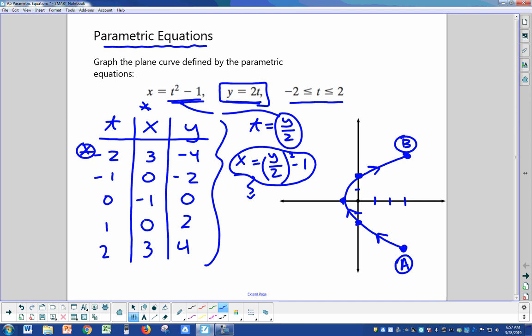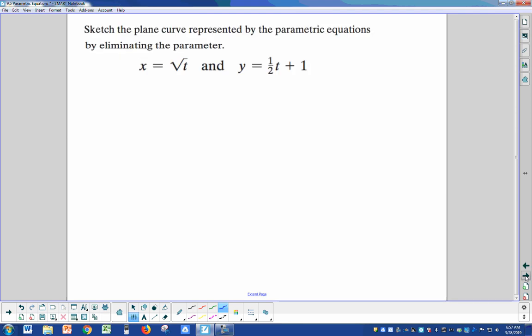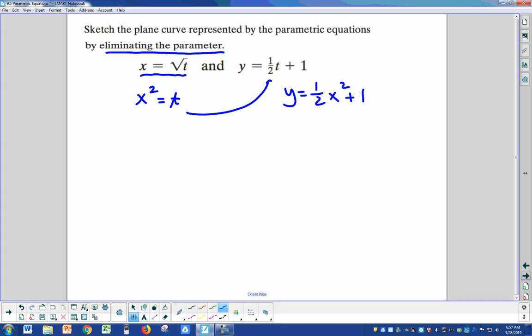Let's move on to the second of the 3 examples that we have here. In this case, we're going to eliminate the parameter. By eliminating the parameter, we're essentially saying, let's get rid of the t value and see what happens from there. The first one would be the easiest. I could square both sides and get x squared is equal to t. Then I would substitute that into the other equation, and I would get y is equal to 1/2 x squared plus 1.